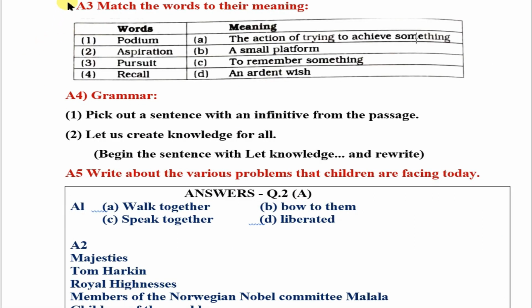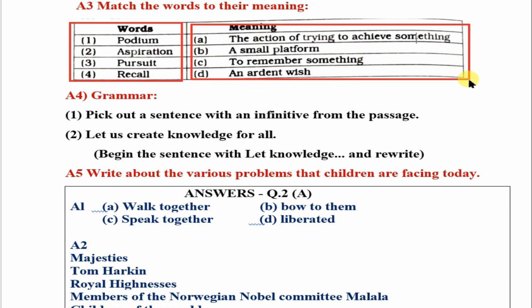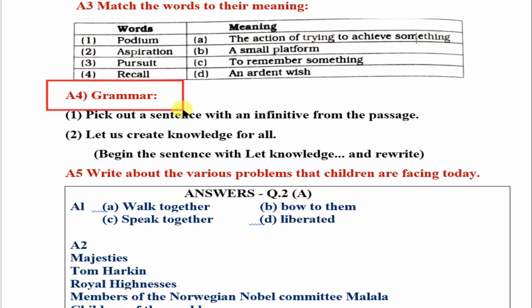A3, match the words to their meaning. In column A, words are given like podium, aspiration, pursuit, and recall. This is column A, and in column B, meanings are given. So you have to read the words carefully and see their meaning, and you have to match all these words and their meaning.